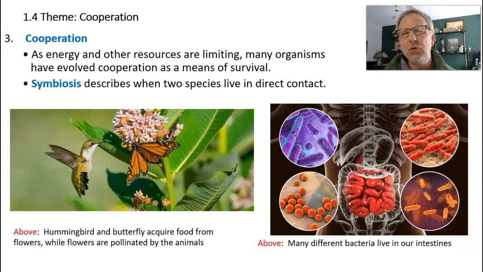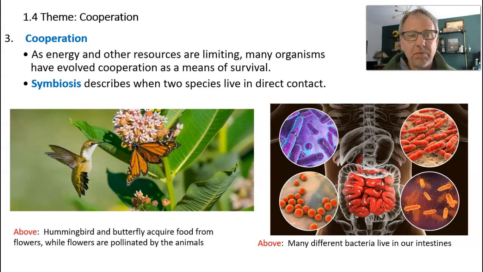Symbiosis is when two species live in direct contact, very intimately with each other. And we see symbioses all over the place in nature. Take a look at the photo I have on the bottom left, the hummingbird and the butterfly feeding on the flower, the nectar and the pollen and the flower. And there's cooperation going on there, and specifically, it's symbiosis. These creatures are living in direct contact.